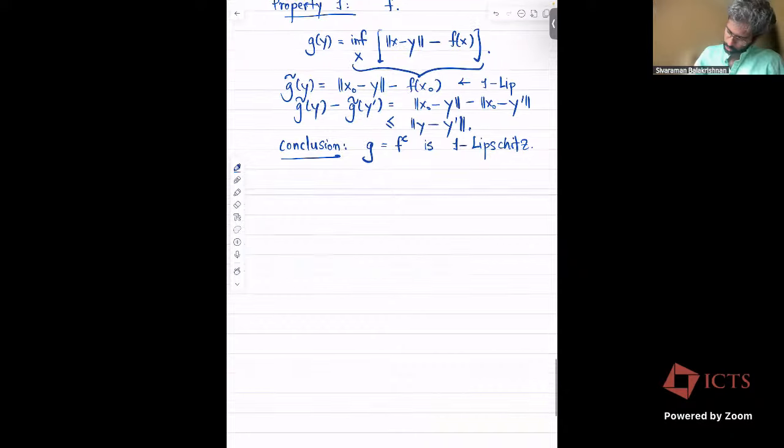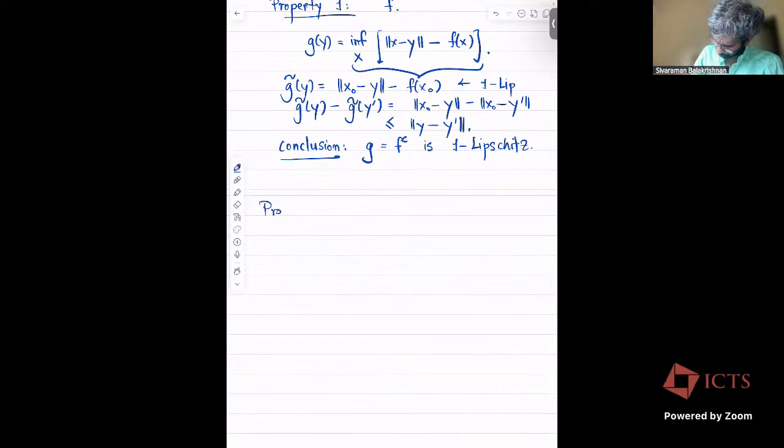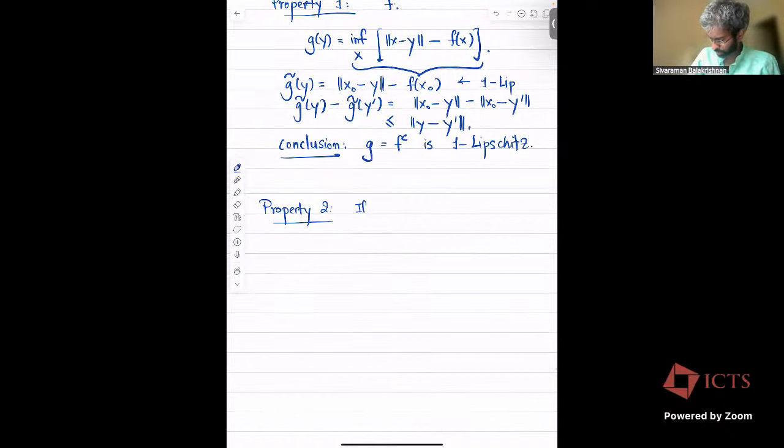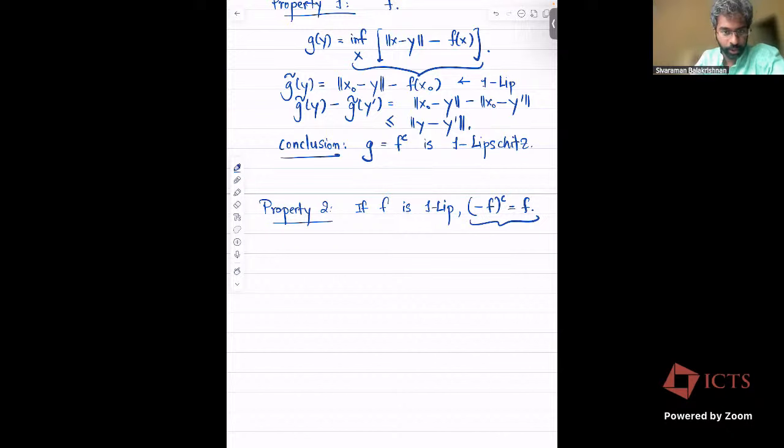Okay, so the second property is just, suppose that f is one Lipschitz, then the C transform of f is minus f. So maybe I will instead prove that the C transform of minus f is f. This is just easier to prove. It's equivalent. But let's think about why this is true.